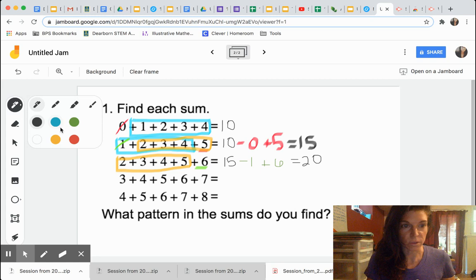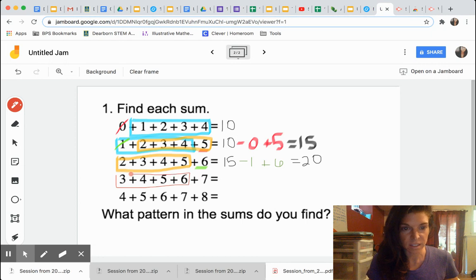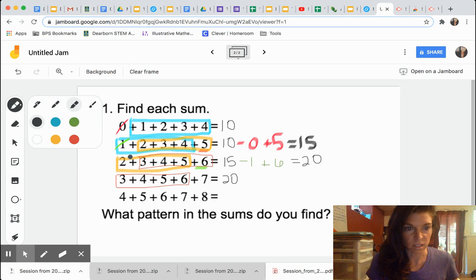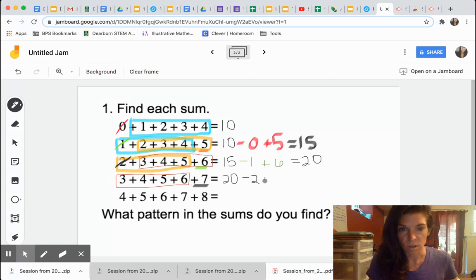This next row, what do we see? This 3, 4, 5, 6. It's right there in that previous problem, 3, 4, 5, 6. It's the same exact thing. So we have that same first answer. We got rid of, let's do this color, the 2, and we added the 7. So we did minus 2 plus 7 equals 25.